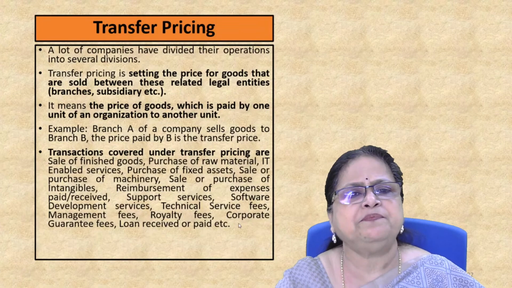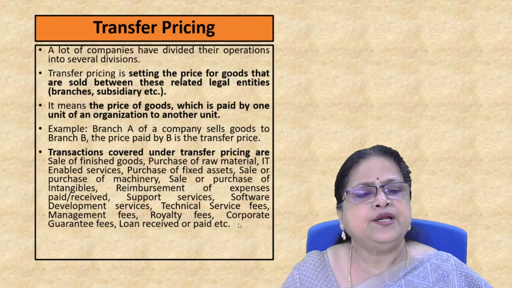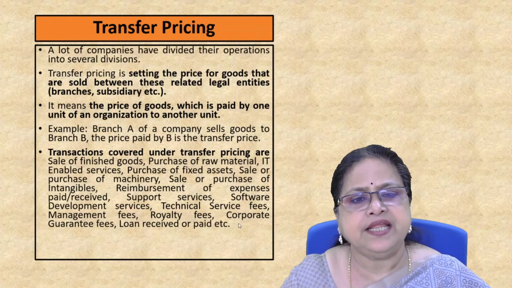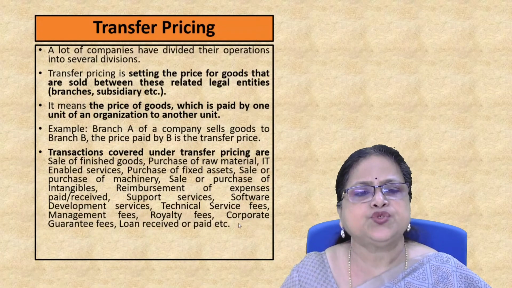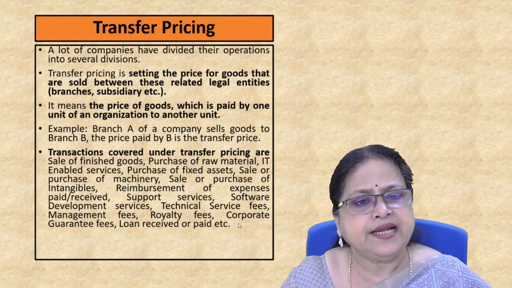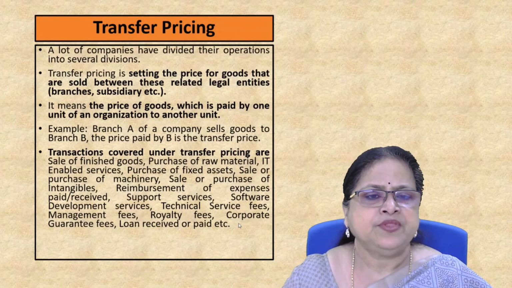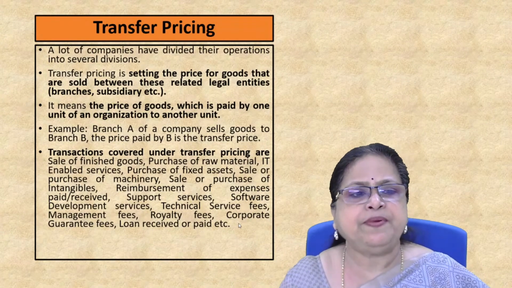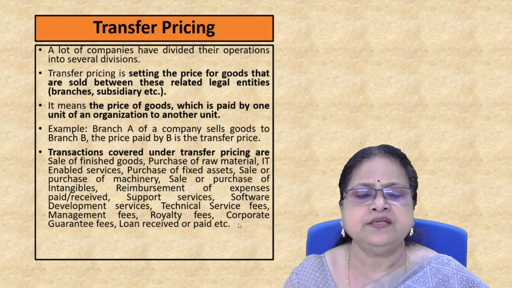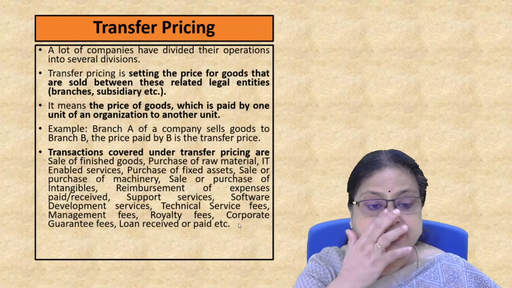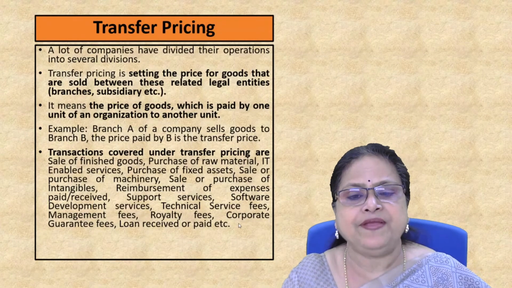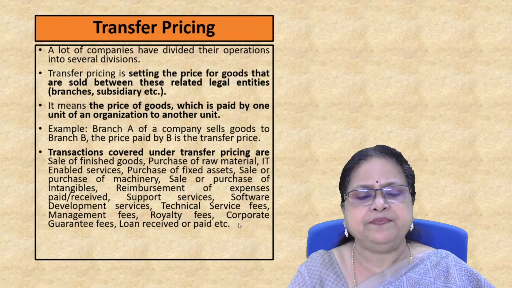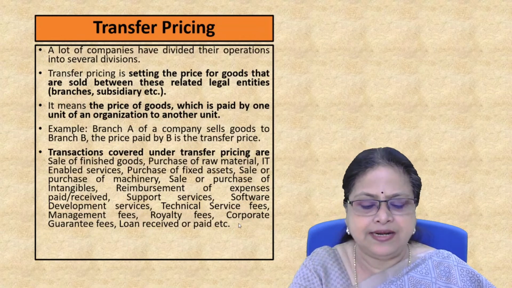Transfer pricing, a lot of companies have divided their operations into several divisions. Transfer pricing is setting the price for goods that are sold between these related legal entities, between companies. It means the price of goods which is paid by one unit of an organization to another unit of the organization. For example, branch A of a company sells goods to branch B. The price paid by B is the transfer payment.